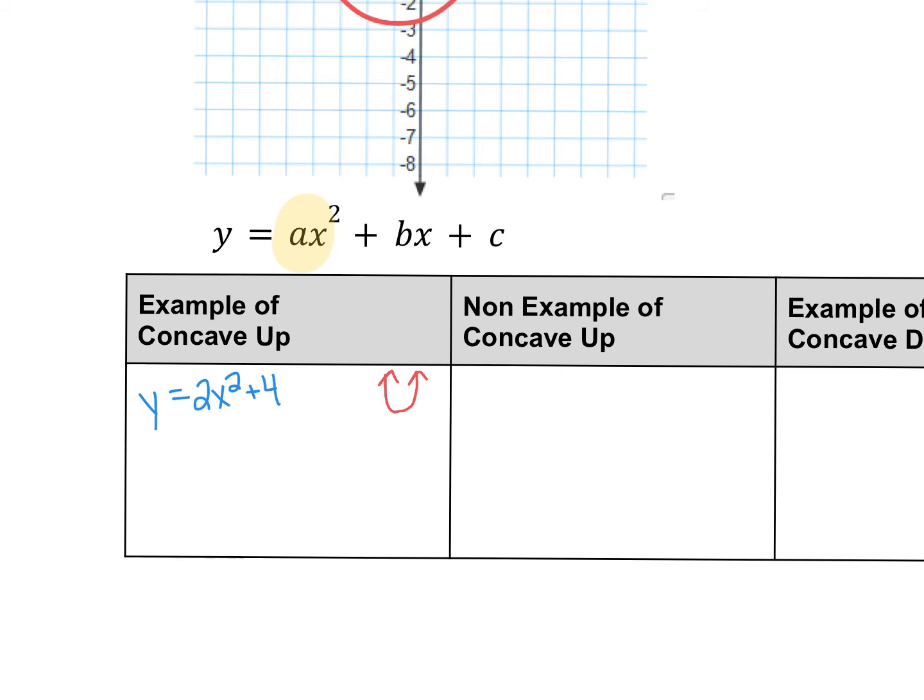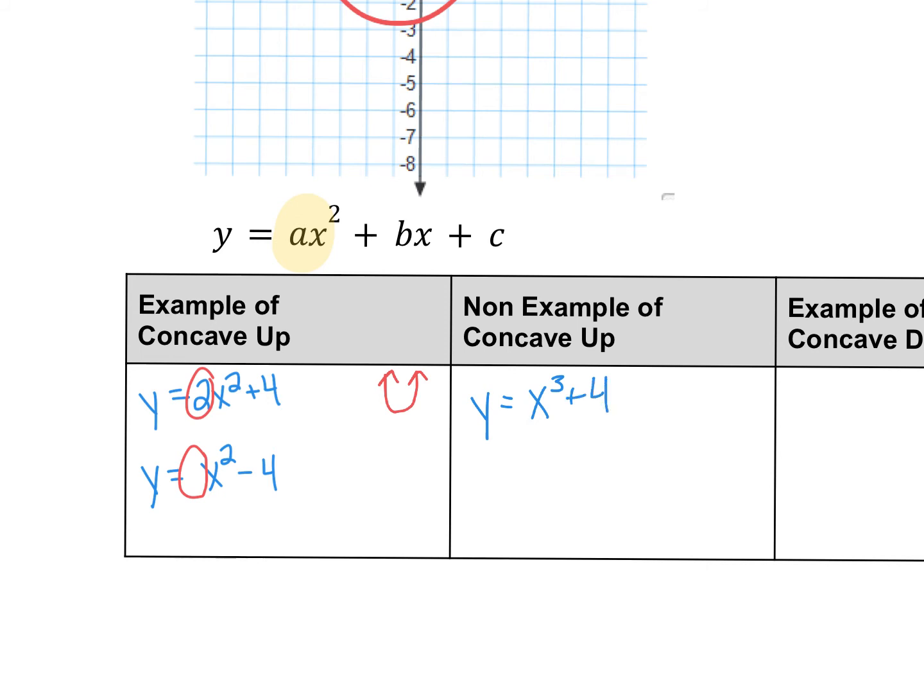Now, if there's not a number there, it might be y equals x to the second minus 4. So that number in the very front is still a positive 1. Remember, that's our imaginary number when there's nothing there. A non-example of this, you might have a non-quadratic function. So y equals x to the third plus 4. That's not going to work.